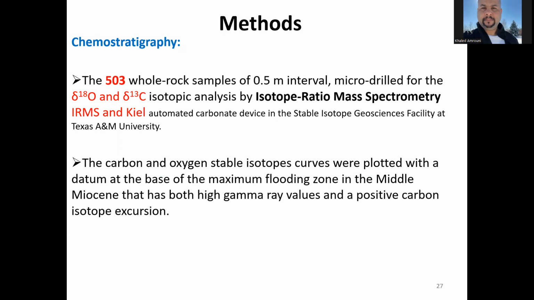And we used the IRMS and Kiel automated carbonate device in the stable isotope geoscience facility at Texas A&M. The carbon and oxygen stable isotope curves were plotted with a datum at the base of the maximum flooding zone in the middle Miocene. That maximum flooding zone has two criteria: high gamma ray values and a positive carbon isotope excursion, which is the global Monterey excursion.